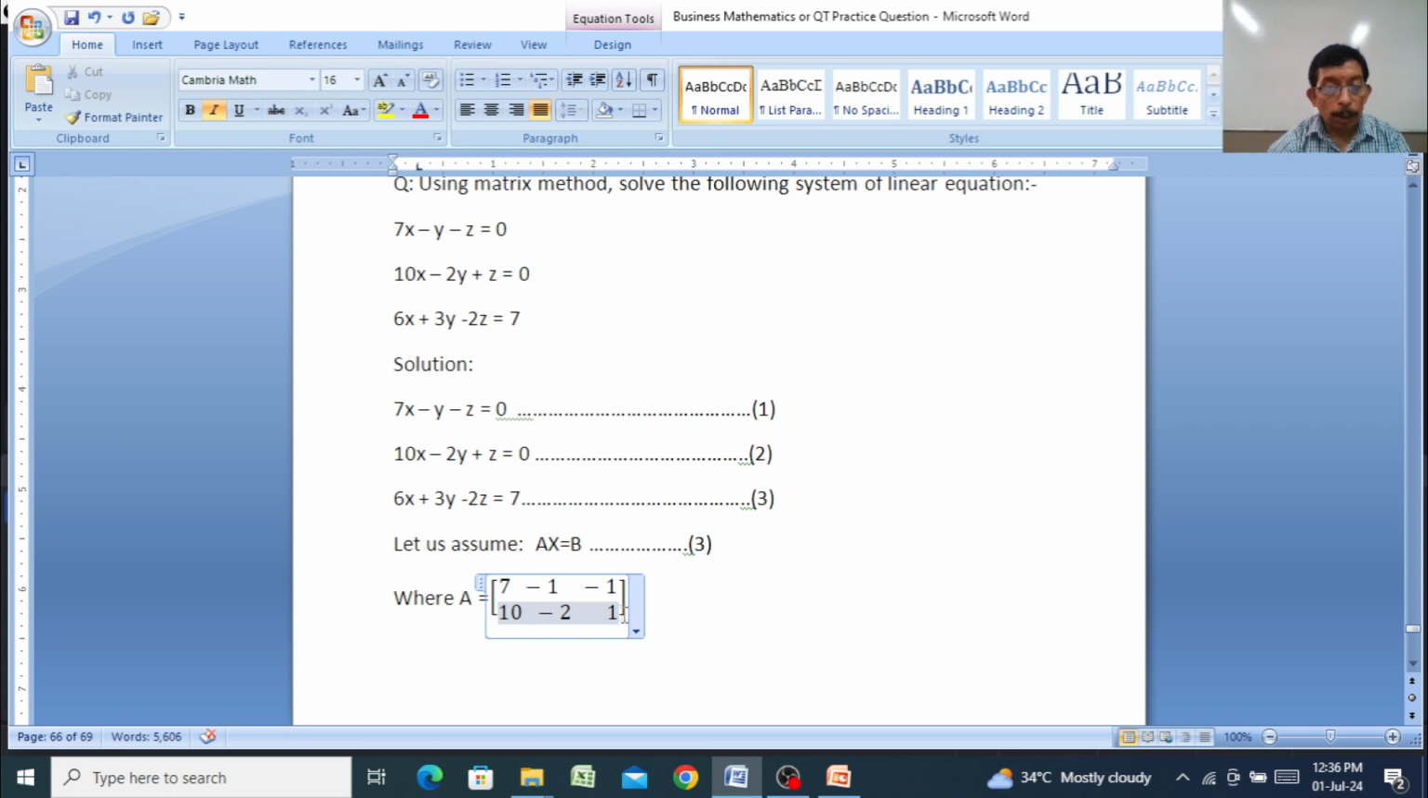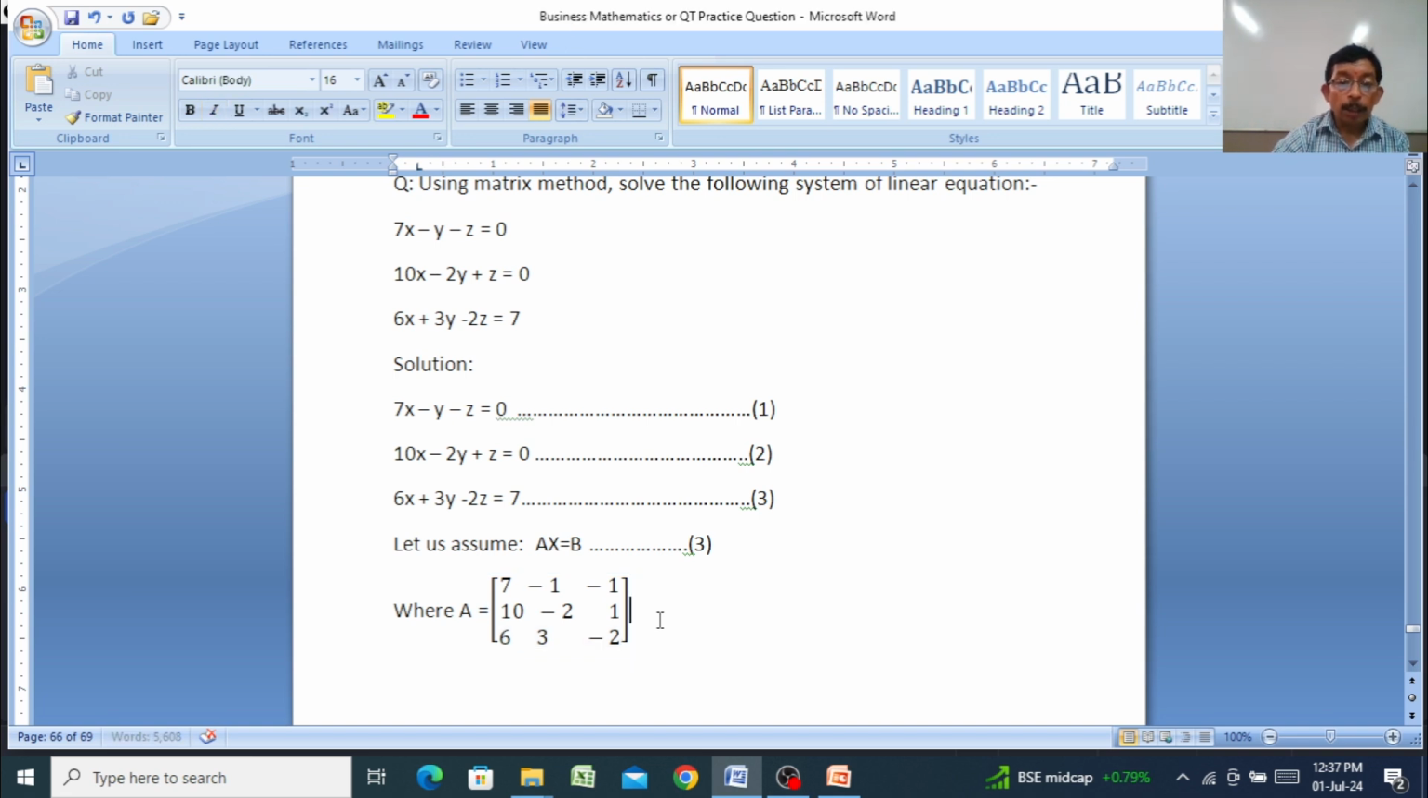Now we come to the third equation coefficients. The coefficient of x is 6, note down 6. The coefficient of y is 3, note down 3. The coefficient of z is -2, note down -2. Now each equation's coefficients are written in first, second and third row. This is the matrix represented by A. It is clear, everyone? Matrix A is the representation of the coefficients of x, y and z in the form of first row, second row and third row.